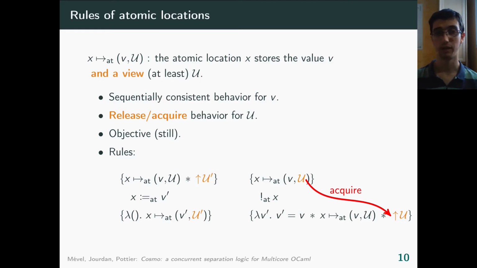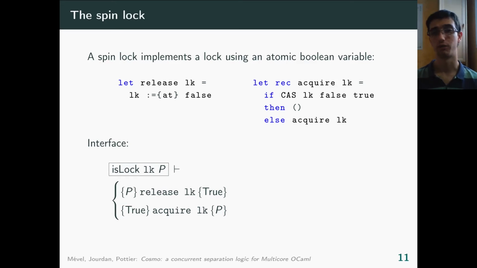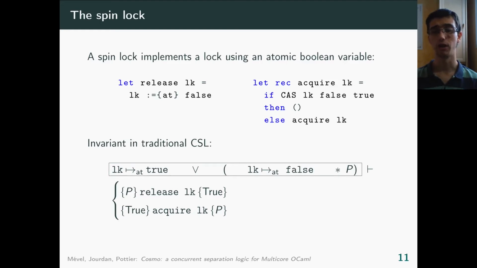And with this in mind, let's come back to our spin lock. As we have seen before, the spin lock has two operations, release and acquire. In the interface, it works with an assertion P. We give the spin lock a specification, which holds under some invariant. And now, to prove this specification in the usual separation logic, with sequential consistency, we state an invariant like this. We are either locked or unlocked, and in the latter case, the invariant itself holds the assertion P.